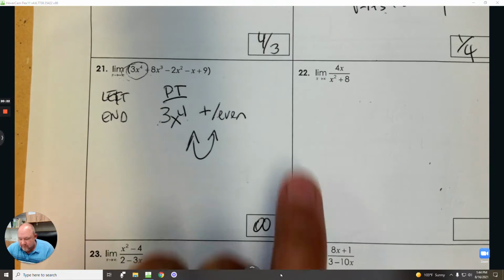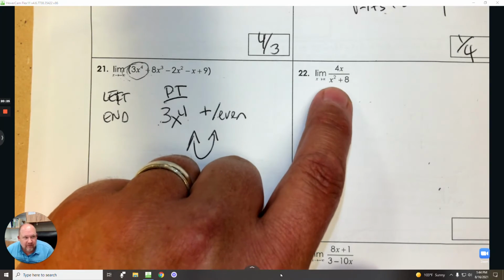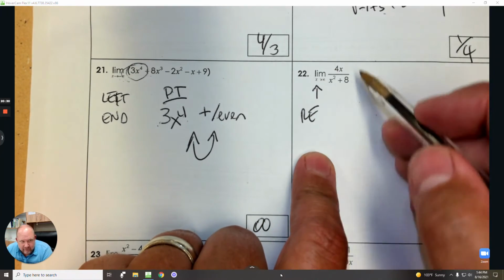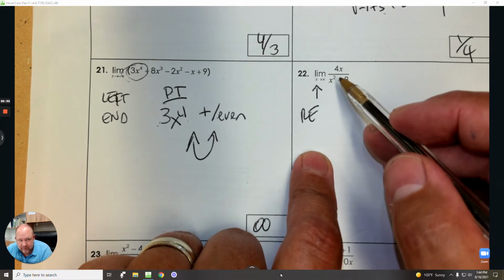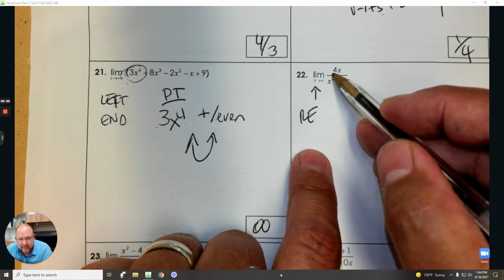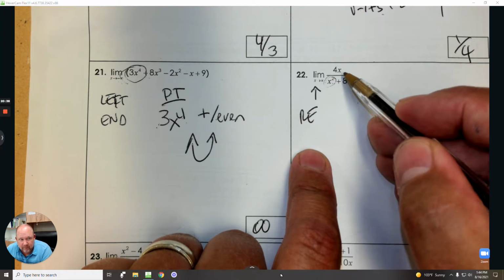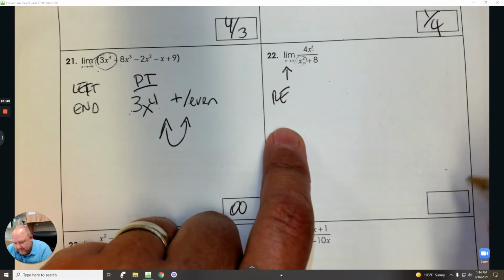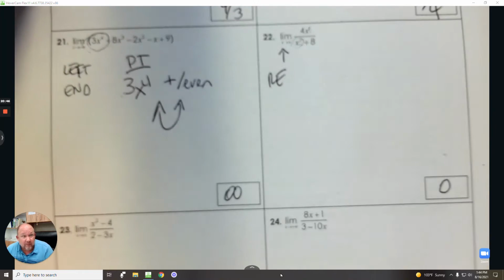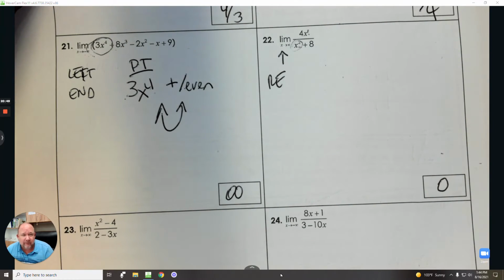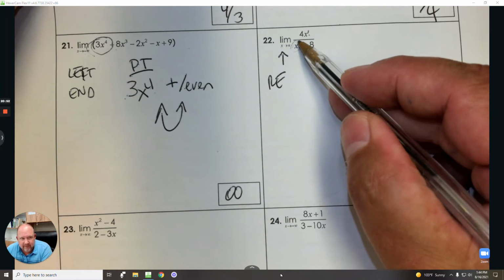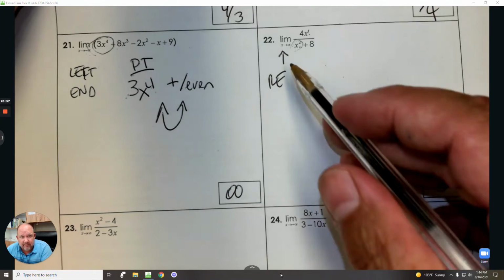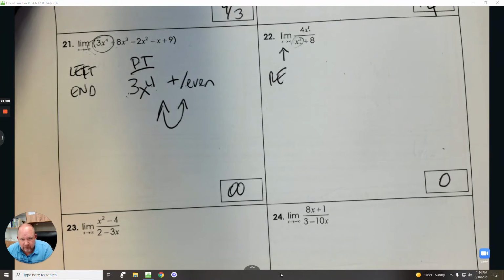For number 22, what's the right end behavior here? This is a rational function. So first of all, this is telling me right end. For a rational function, again, it's power term over power term. I want you to notice the power term in the denominator is more powerful than the power term in the numerator. When the bottom is more powerful, both ends are going to 0. It's another way of calling a horizontal asymptote. So again, what did I look for? The denominator is more powerful than the numerator. So therefore, when the denominator is more powerful, the end behavior is 0.